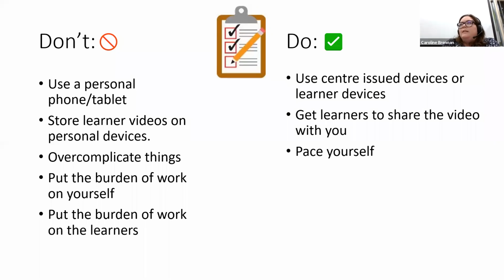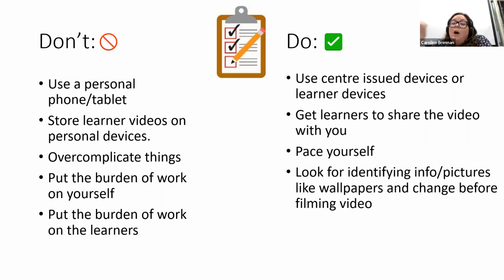And for anyone who is interested in doing the UDL badge or the Universal Design for Learning, they have what's called a +1 approach. So you find one particular class or one particular topic that you want to test this out with. Give it a go, learn from it, and then see where else. You take one particular thing at a time and then add to that. If you overwhelm yourself or you're going to do this with every class and every topic, it's not going to be an enjoyable experience. Do look for identifying information or pictures like wallpapers and change before filming video.